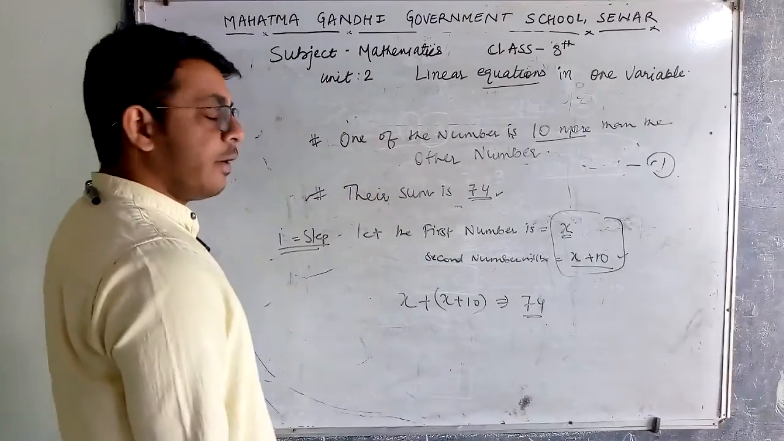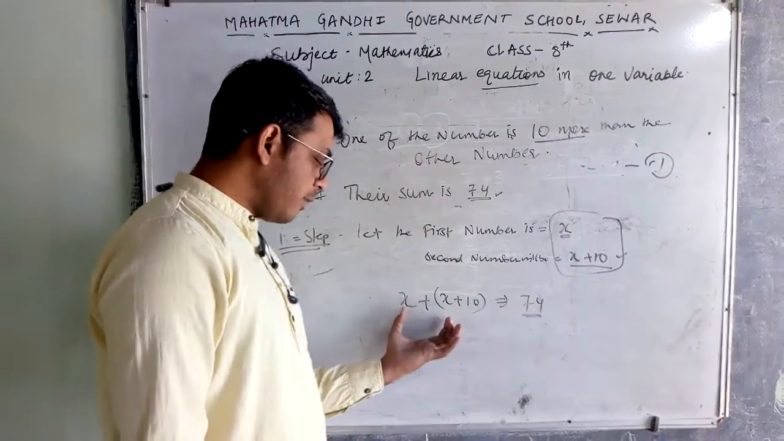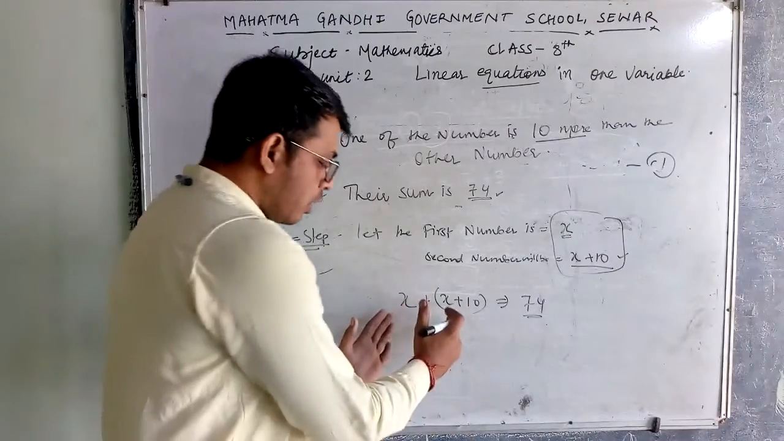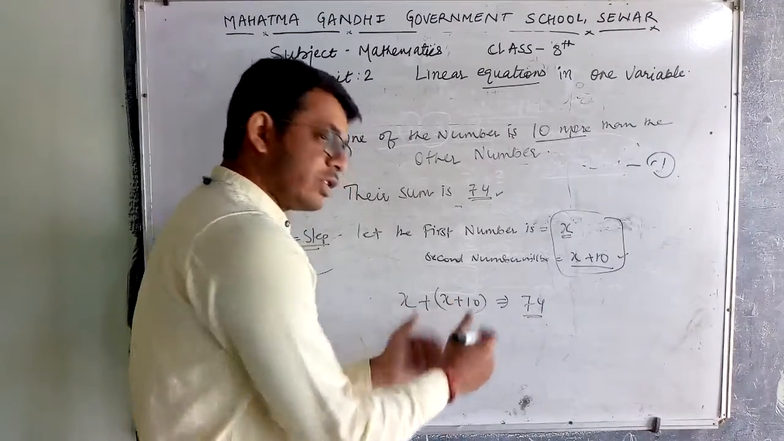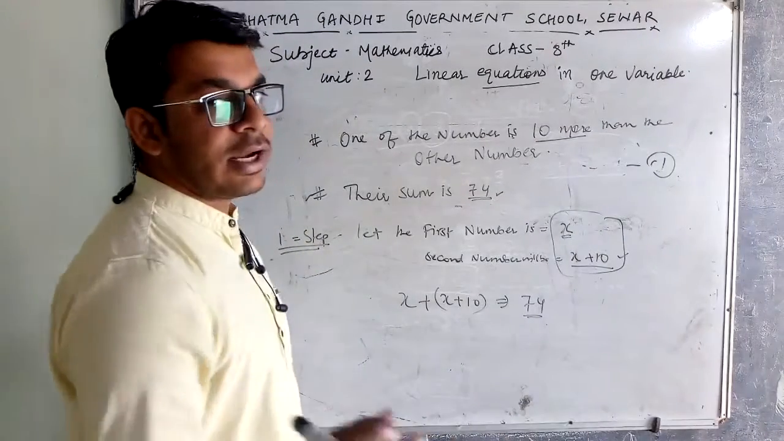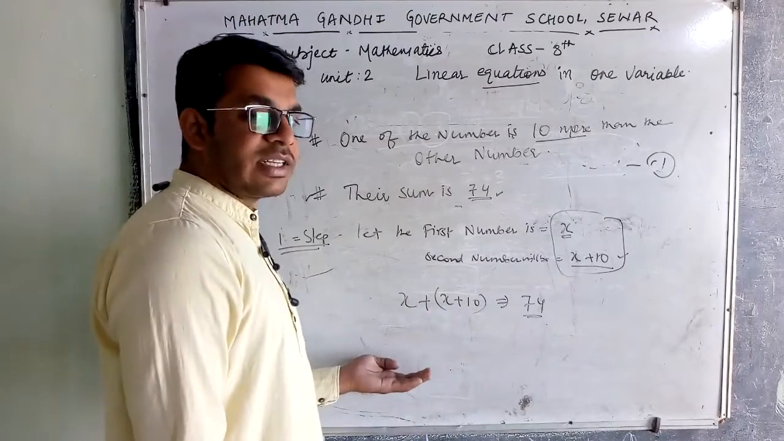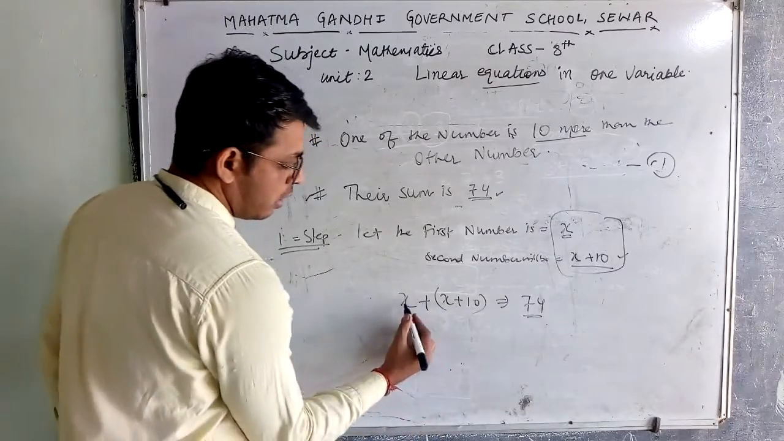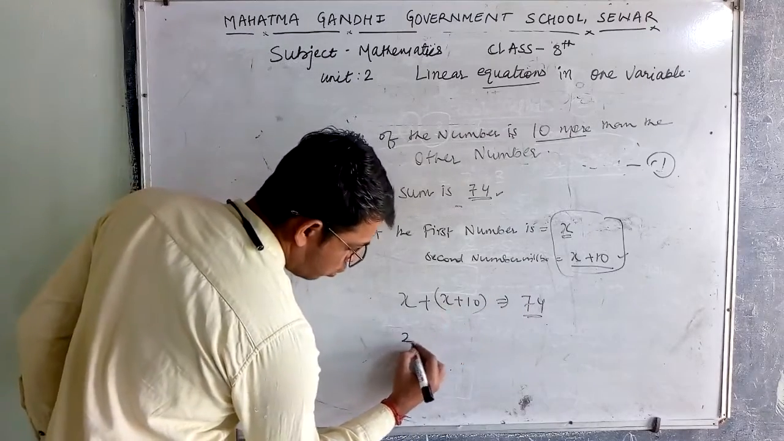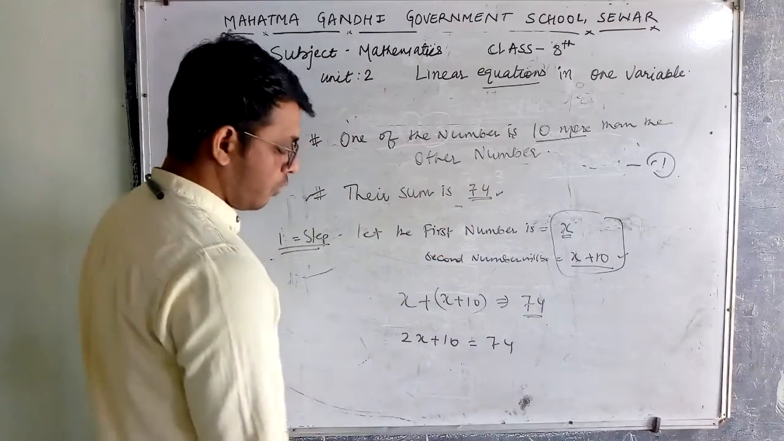What I said, wherever we want to solve this type of equation, first we have to make separate variables on one side and constants, or the numbers, on the other side. Whatever we want to find will remain on the left hand side of the equation. Now we will add them. x plus x, what is this? 2x plus 10 equal to 74.